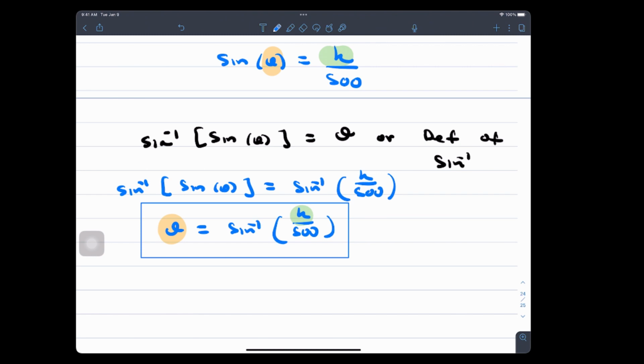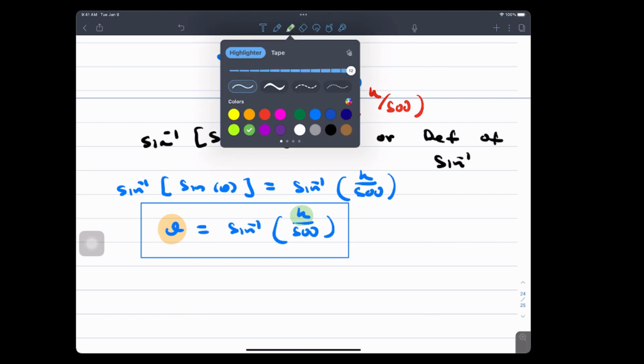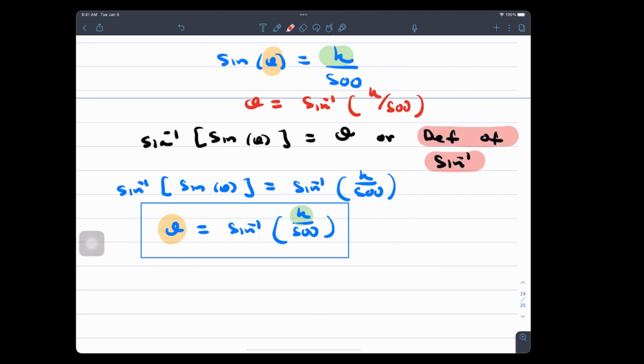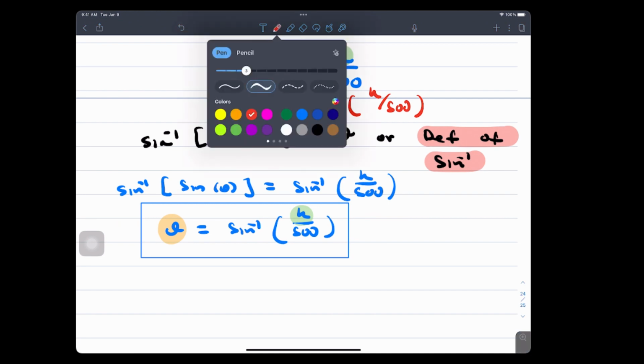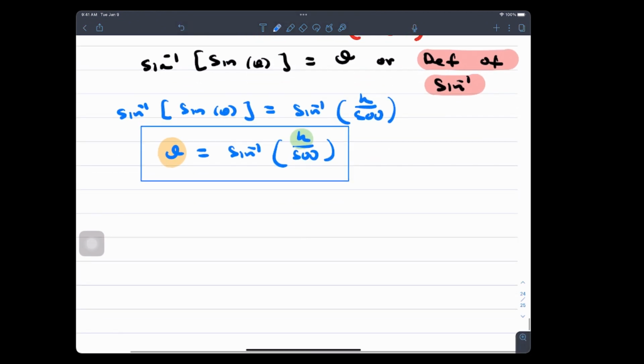And if you say, can I just go straight to my definition? You can. What's the definition? Theta will be inverse sine h over 500. That's by definition. So what you have now is a nice function, ladies and gentlemen. This function gives you theta for any height h.